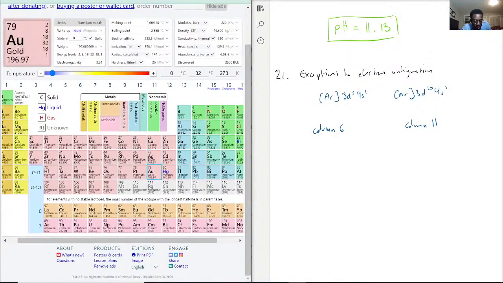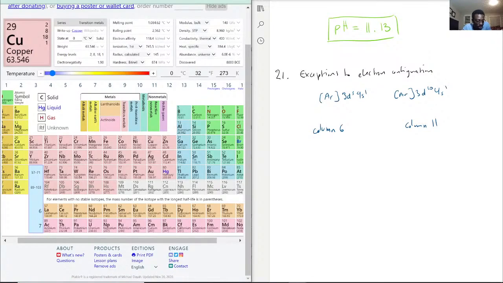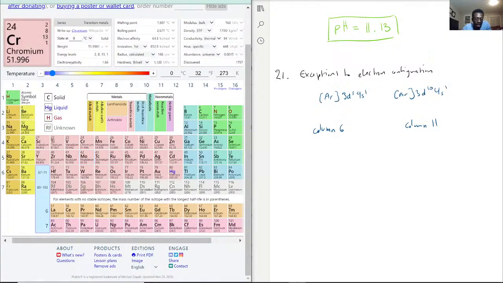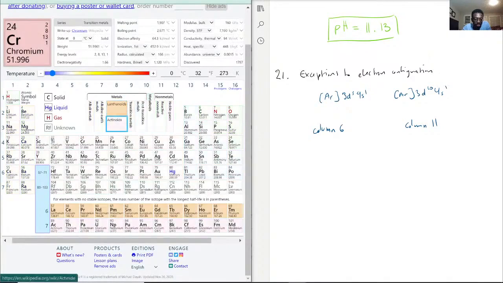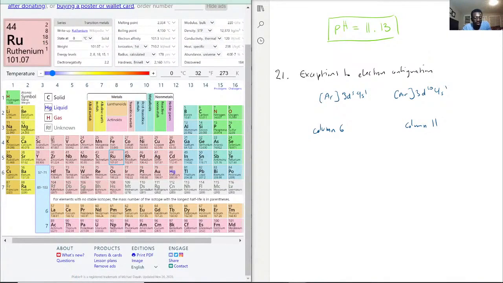So copper, silver, gold, and they also said chromium, copper. What's niobium? Oh, I don't know why that's included. Molybdenum. Yep, that one makes sense because it's part of that list. And then ruthenium. Where's ruthenium? There it is. I can't say why ruthenium is there. I'm going to be real honest with you, I can't say why it's there.